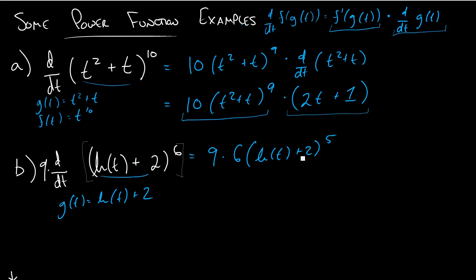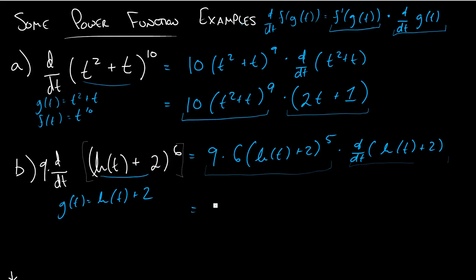And the chain rule says, nope, you're not done yet. You need to multiply by the derivative of your inner function, so the ln of t plus 2. And so again, in this part, I'm done taking derivatives. I've taken all the derivatives I need to, but here I have some work left to do, right? I need to take the derivative of ln of t plus 2.